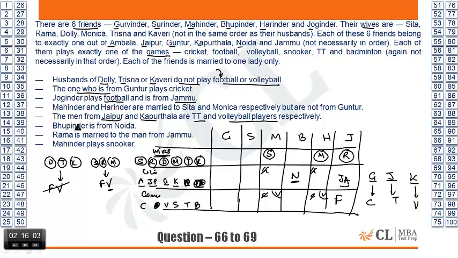Okay, leave it. Rama is married to the man from Jammu. Rama? Who is Rama? Achha, Rama is a girl, okay. I already got it. It was a free thing. Mahinder plays snooker. Where are you, Mahinder? You play snooker, which means if you have to play snooker, you have to play volleyball.